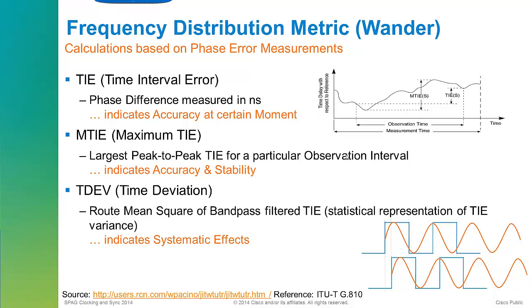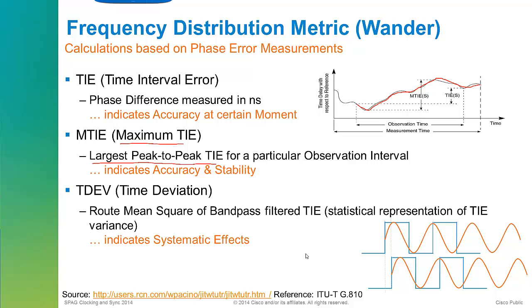As we're observing the signal, we'll notice the TIE will change. You can see here on the right-hand side how the time is wandering during the observed interval. So you'll measure the TIE during this observation time or measurement time, and you'll keep track of them all for statistical analysis. Then at the end of the time, you'll calculate the maximum TIE, the MTIE, which basically tells you the largest peak-to-peak TIE. So during the observation, what was the maximum variance from the observed signal? That indicates not just the accuracy, which is a short-term thing, but the stability, so how accurate you were over a longer period of time.